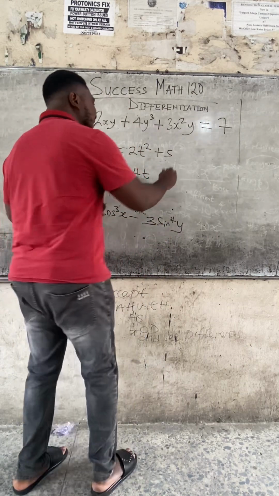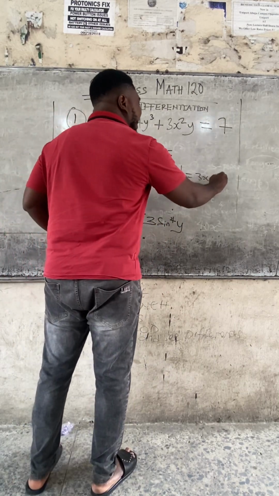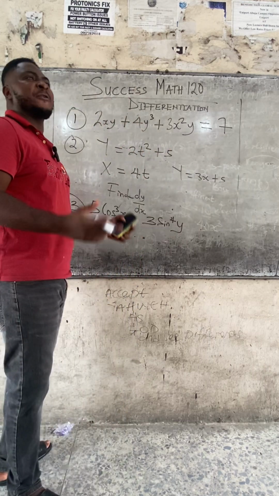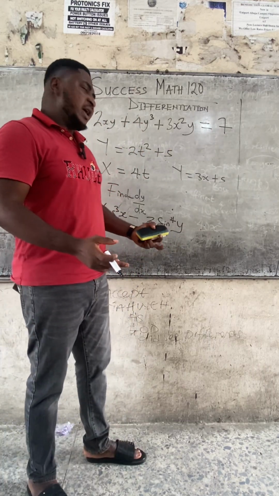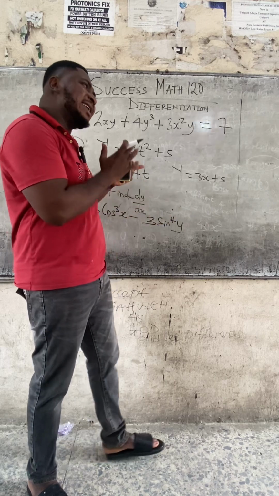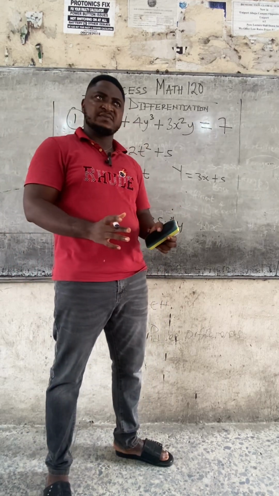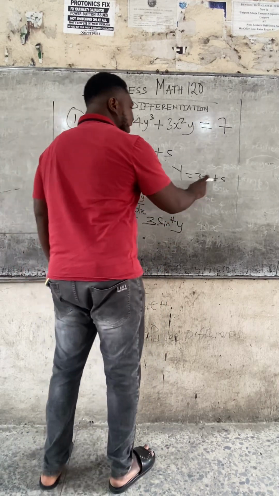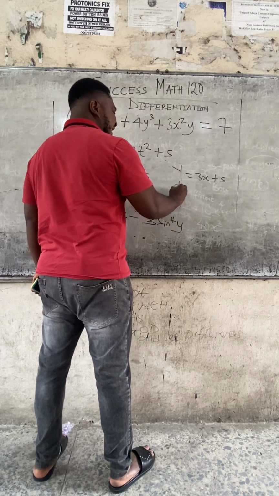Class, there's a big difference when they say y equals 3x plus 5. In this function, this is an explicit function. The components of y are clearly separated from the components of x. So if they say y equals 3x plus 5, differentiate, you say dy dx.